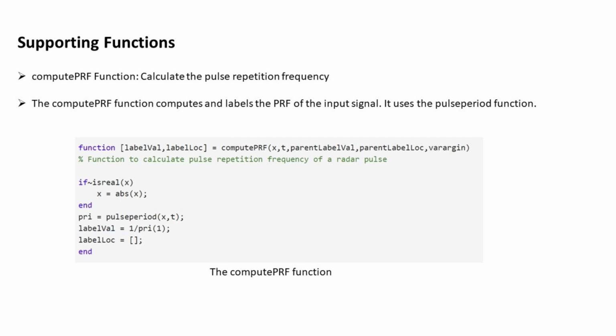This function is designed to calculate the pulse repetition frequency, PRF, of a radar pulse signal. The main steps involve checking if the signal is complex and converting it to its magnitude if it is, calculating the pulse period using the pulseperiod function, computing the PRF by taking the reciprocal of the pulse period, returning the PRF as label val and an empty array as label LOC.